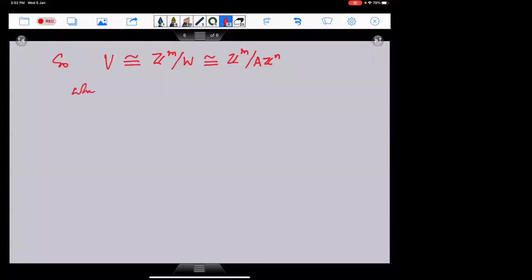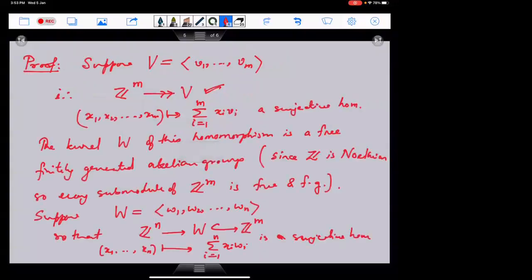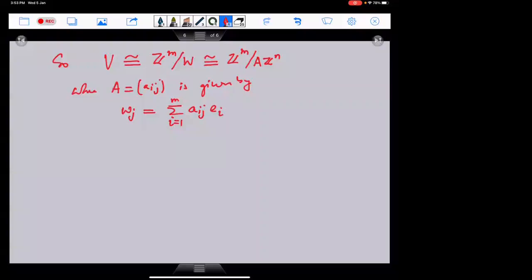So where Aij is given by Wj equal to summation Aij Ei, sorry, i equal to 1 to m. Right? So if you like, you write Ej, or you want to write this, it is fine.